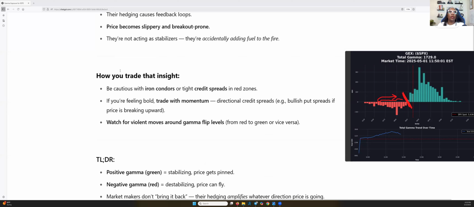Okay. How do we trade this insight? Be cautious with iron condors or tight credit spreads in the red zones. If you're feeling bold, you can trade with the momentum, with directional credit spreads, which basically means bullish put spreads if the price is breaking upwards. Or if price starts to go upwards, you maybe can ride with that. I guess if it's going downwards, you can maybe ride with that. Watch for violent moves around gamma flip levels from red to green or vice versa. The flip level is right here where that neutral is. It says look for violent moves around those flip levels.